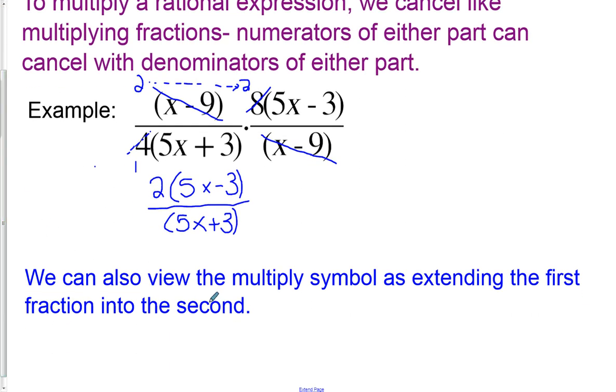Next, you can also view the multiply symbol as basically extending the fraction of the second. So if you just ignored that this was a symbol in the first place and extended the line, that's basically what we're doing, treating this as one big fraction over another big fraction. Okay.